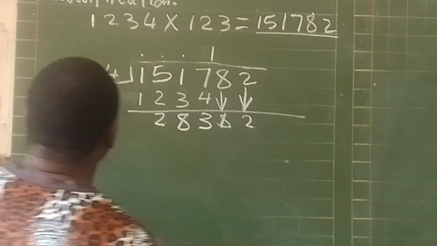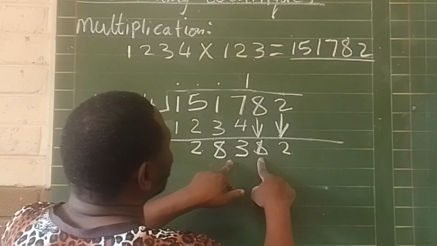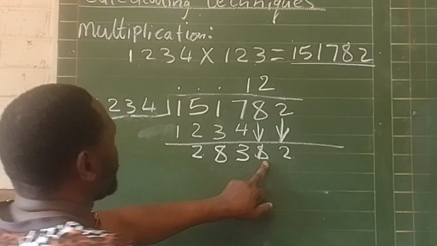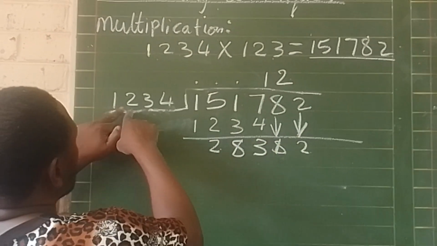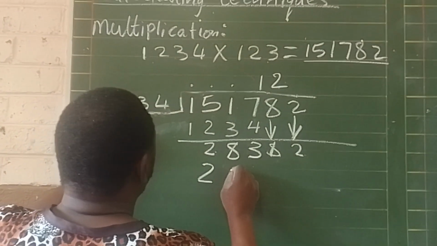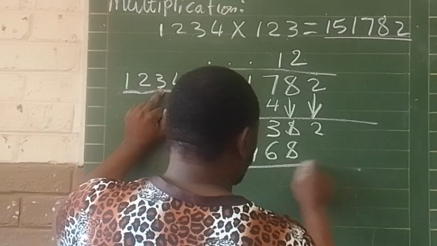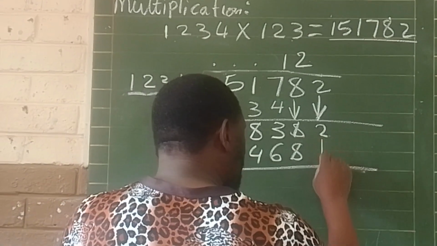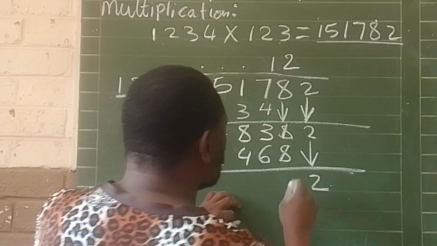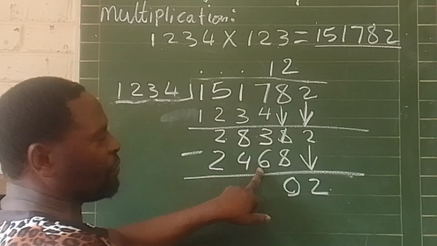You come again, you say 1,234 goes how many times into 2,838? It goes twice. A 2 times 1, 2, 3, 4 is going to be 2, 4, 6, 8. Subtract. The number that you did not use, you bring down. 8 subtract 8, 0. 3 subtract 6, impossible.